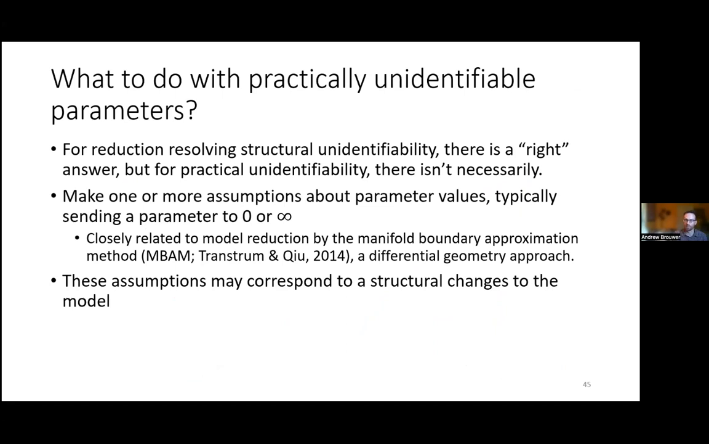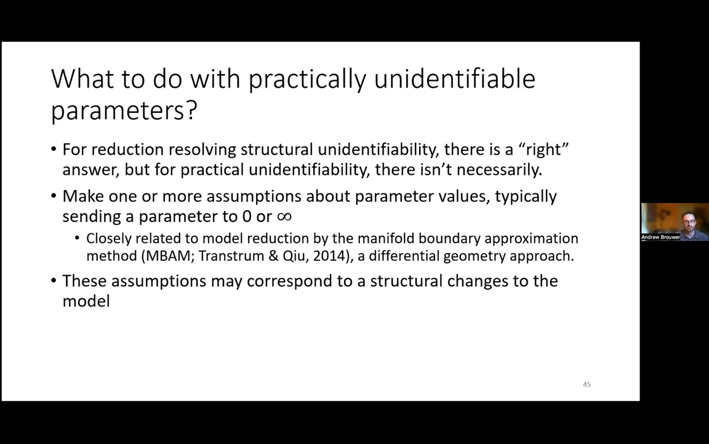And so generally speaking, what do you do? There's not always a right answer. For structural unidentifiability, there is a right answer, but for practical, there's not necessarily. So for Alexi's question about whether there are intermediate sets of differential equations, for structural, there's always at least the input-output equation, and usually there's something in between. That is not necessarily the case for practical unidentifiability. One more reason that it is perhaps not as satisfying.